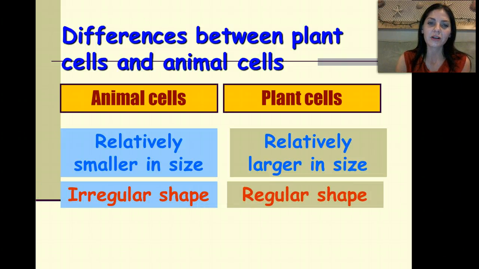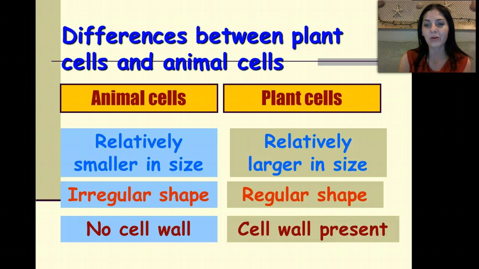Well, animal cells are relatively smaller in size, while plant cells are a little bit larger. Animal cells have a blobbish, irregular shape because they lack a cell wall, while plant cells have a cell wall and they have a regular, boxy, rigid shape because they have cellulose cell walls that help them maintain that shape. Animal cells do not have cell walls. They only have a plasma membrane.